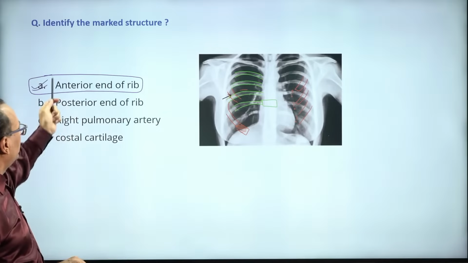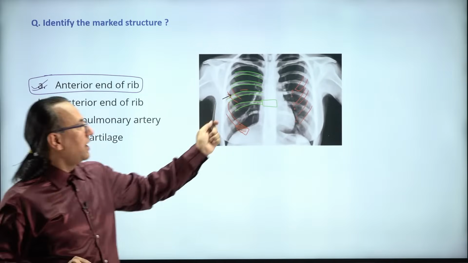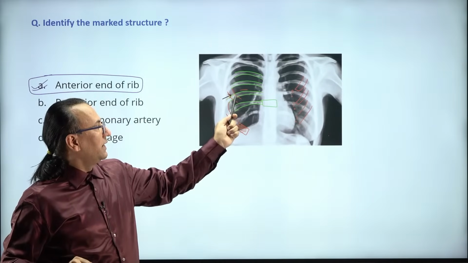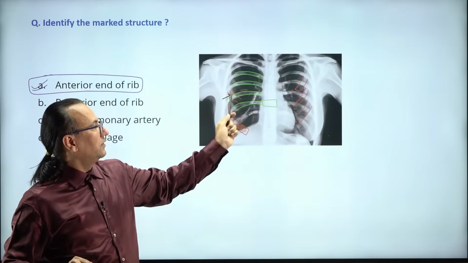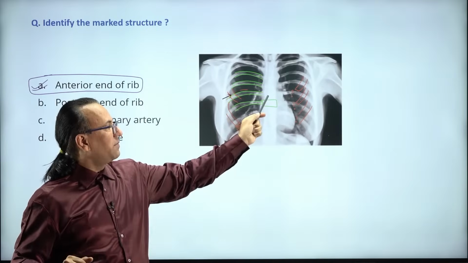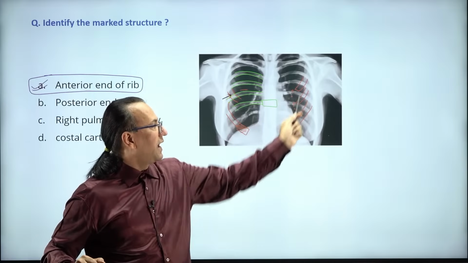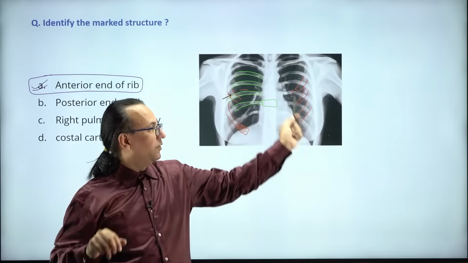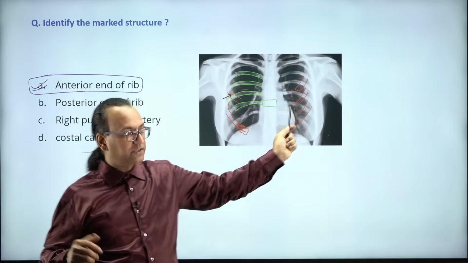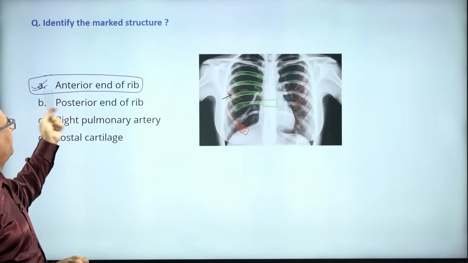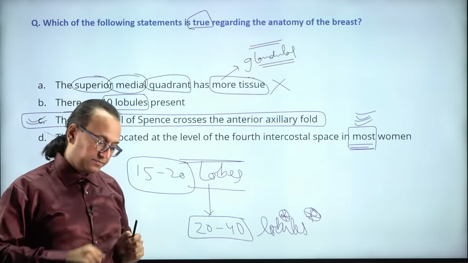And if you look at this, it depends whether the arrow was here or here. So if it is horizontal and reaching the midline, it is the posterior end, and if it is more oblique, the anterior end is missing because costal cartilage doesn't appear on X-ray. But here I believe the answer was the anterior end.